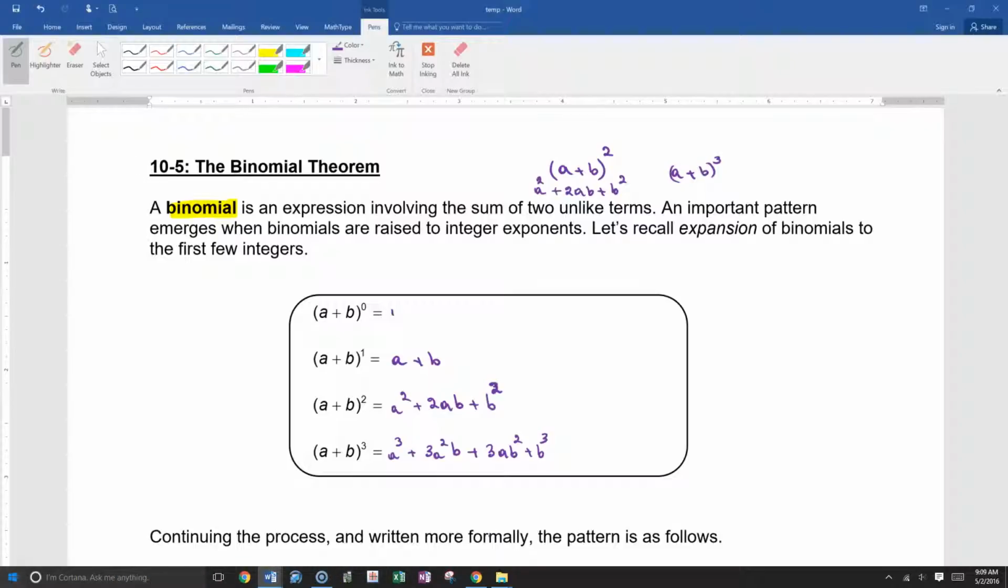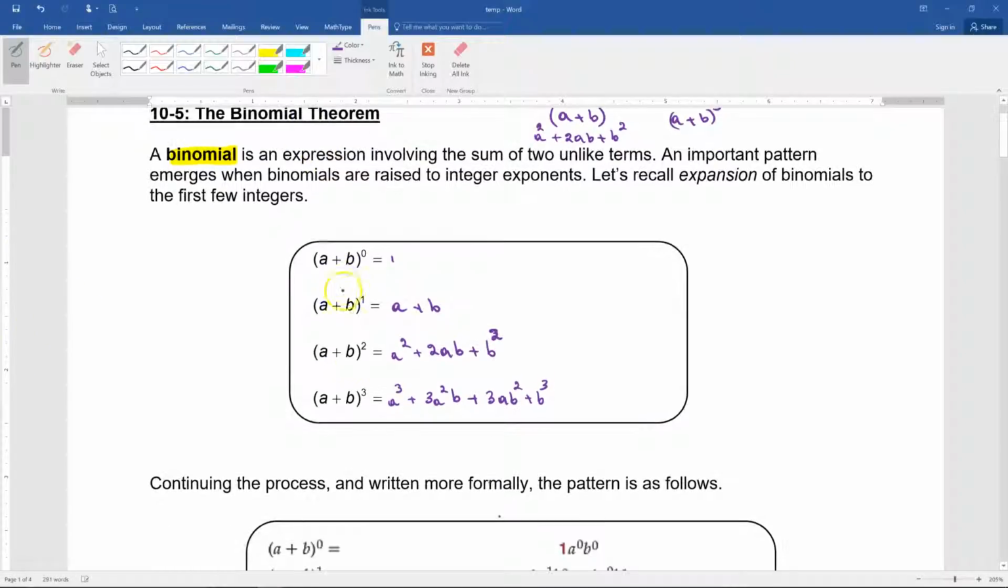The powers decrease and increase. So for a plus b cubed, it goes 3, 2, 1. Right? Look at the power of the a. It's a to the power of 3, a to the power of 2, a to the power of 1. What about here? A to the power of 0. And then for b, you have b to the power of 0, 1, 2, 3. Well, look, it's the same thing here.